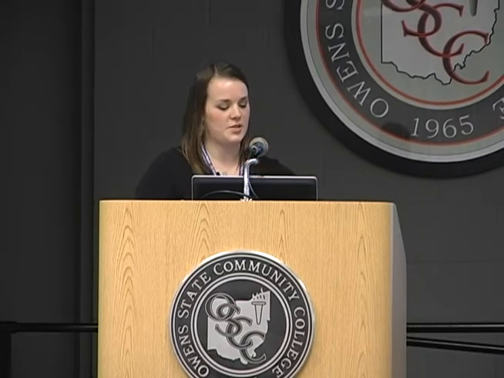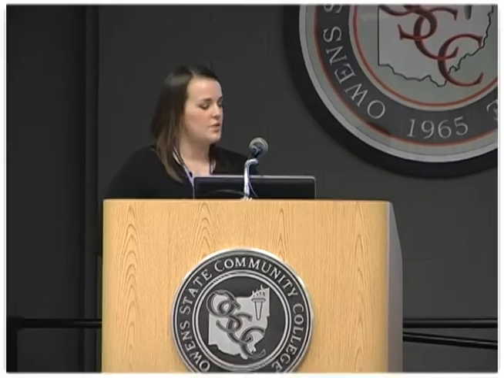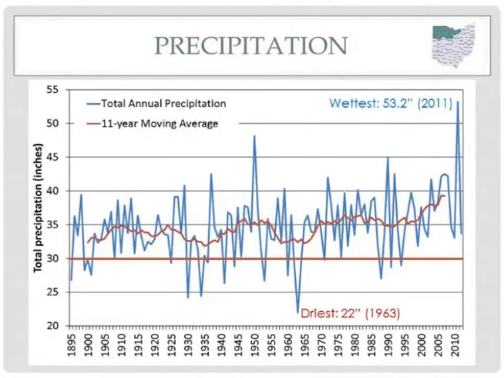Okay, so moving on to precipitation. Once again, the blue line represents total annual precipitation for each individual year, whereas the red line shows the moving average. So precipitation in Northwest Ohio has ranged from the driest year of only 22 inches to the wettest year of just over 53 inches, which happened just in 2011. And if you look at the record, 2011 really sticks out in terms of annual precipitation.